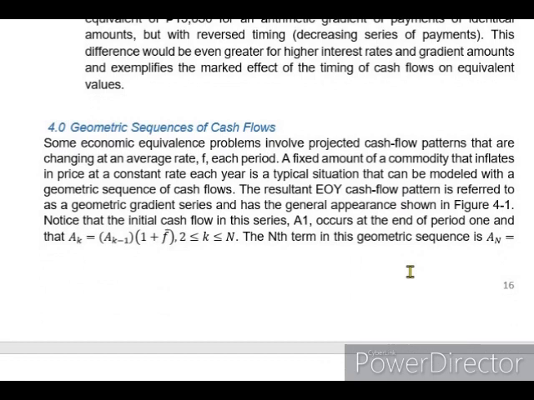Okay? So some economic equivalence problems involve projected cash flows patterns that are changing at an average rate of F bar each period. So, meron tayong changing. Pero, kinuha na muna natin yung average rate niya per period. So, a fixed amount of a commodity that inflates in price at a constant rate each year is typically a situation. So, yun yung kadalasan na application nito. Yung sa inflation. Okay? That can be modeled with a geometric sequence of cash flows.